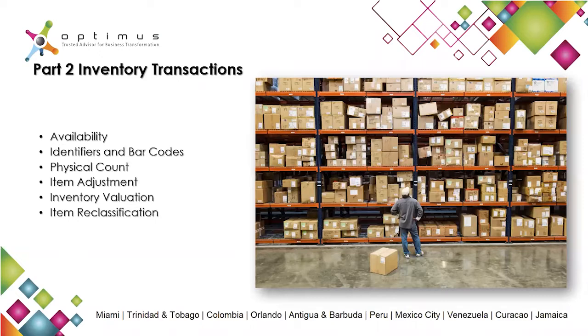After that, I'm going to come back with the actual inventory transactions because we are going to review where my inventory is, my availability, how I use the identifiers or barcodes, and then try to understand how to do a physical count or cycle count, item adjustments, and how to evaluate your inventory, because you sometimes need the value in every location if you are working in a multi-site environment. At the end, item reclassification, because we understand that sometimes we have errors.